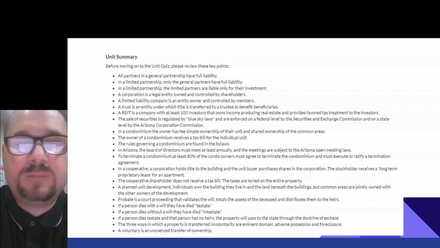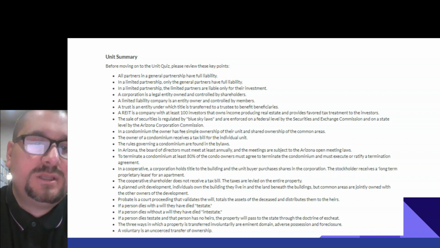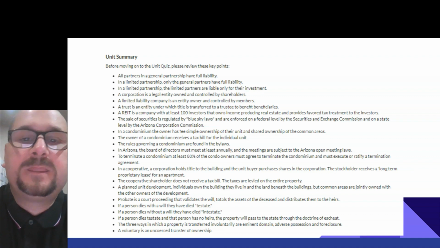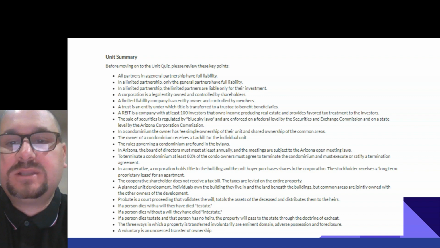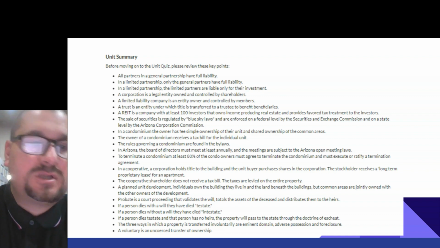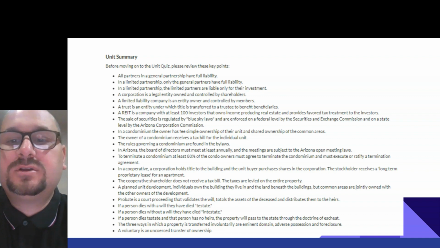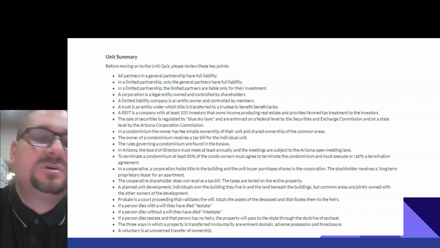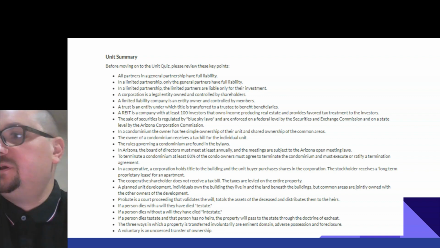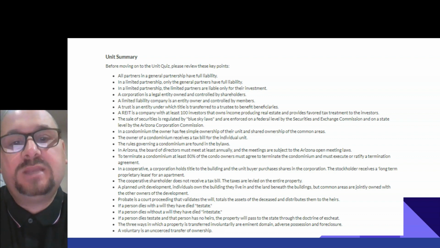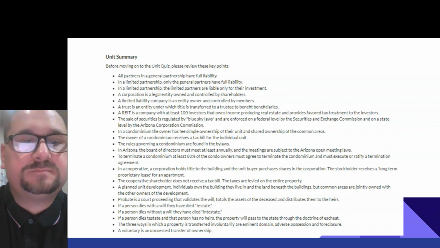So, big deal. To terminate a condominium, at least 80% of the condo owners must agree to terminate the condominium and must execute or ratify a termination agreement. So, for example, say you have some investors and they don't want a condominium anymore. You have to meet at least once a year, and 80% of the owners must agree to terminate it.